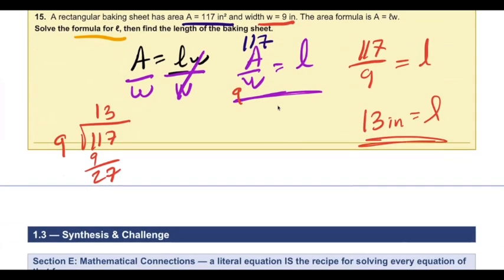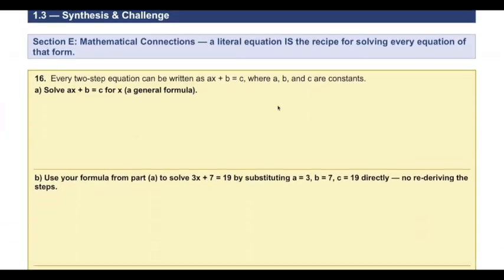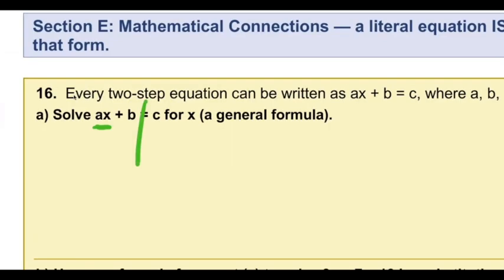Okay, let's move on. Every two-step equation can be written as ax plus b equals c, where a, b, and c are constants. Solve ax plus b equals c for x. So we're trying to get x by itself. Well, if I want to get the x by itself, first thing I'll do is get rid of that b. So minus b from both sides.